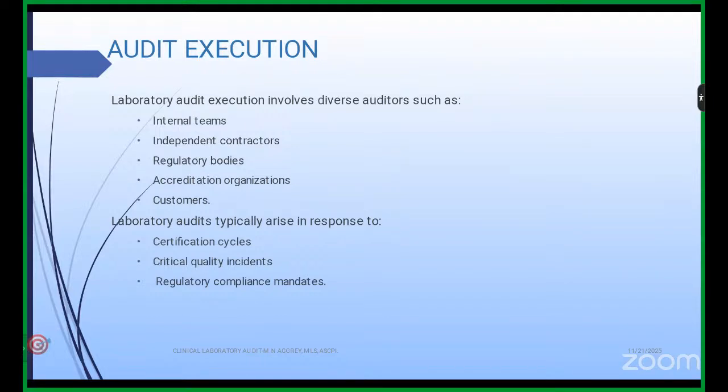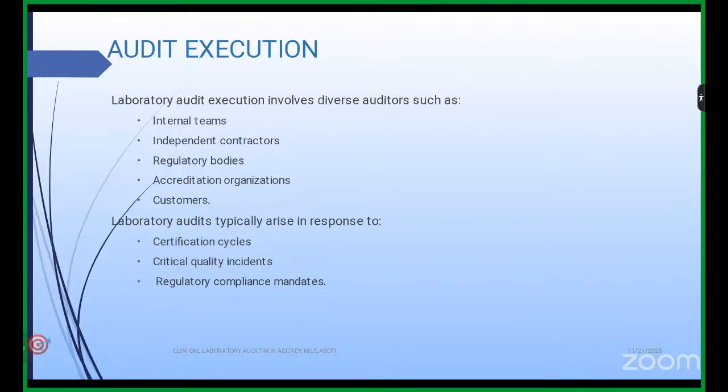Before we look at those two categories, we are going to look at the processes of audit. First of all, in audit execution, we're going to involve ourselves with internal teams. These are groups that we are going to involve in the execution of an audit. We have internal teams. We also have independent contractors. We also have regulatory bodies, accreditation organizations, and also customers.